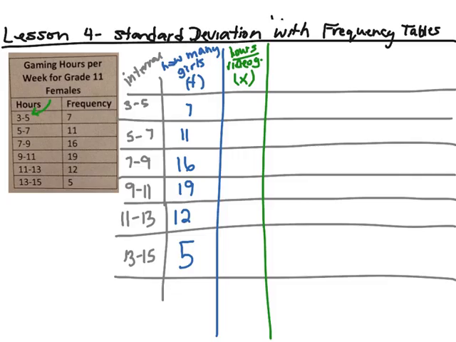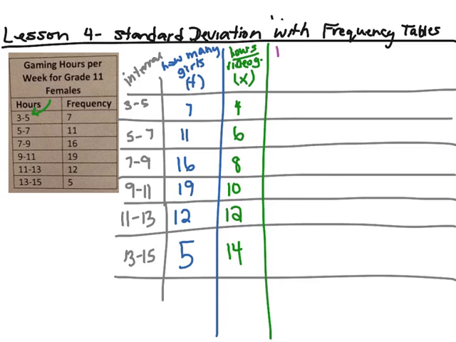The midpoint between 3 and 5 is 4. The midpoint between 5 and 7 is 6. 7 and 9 is 8. 9 and 11 is 10. 12, and 14. So there are all our midpoints.